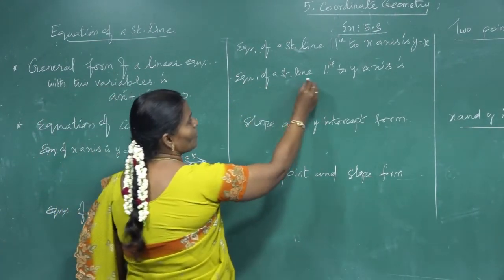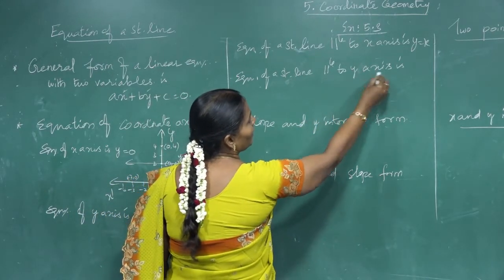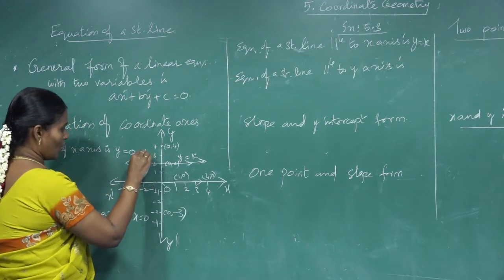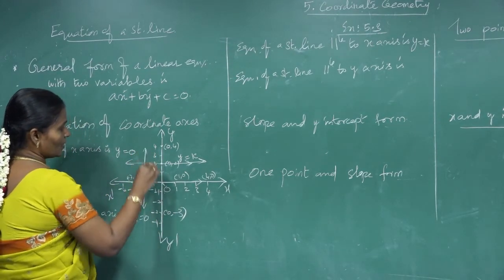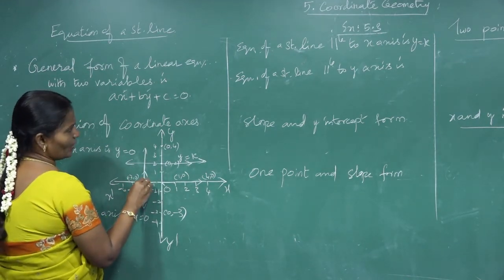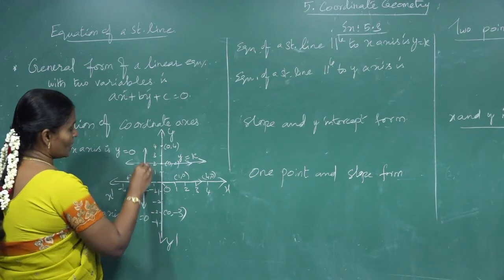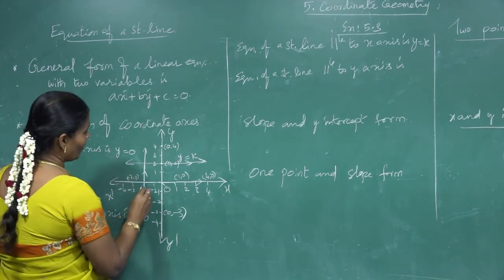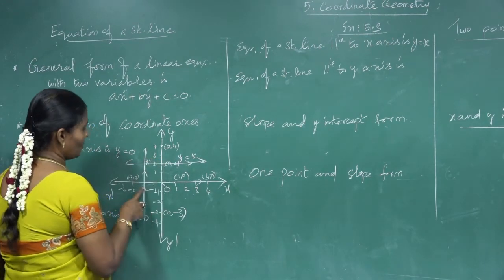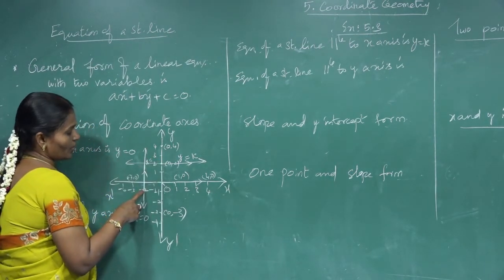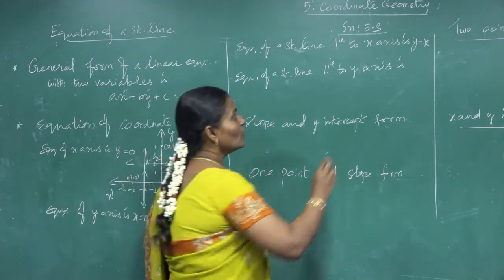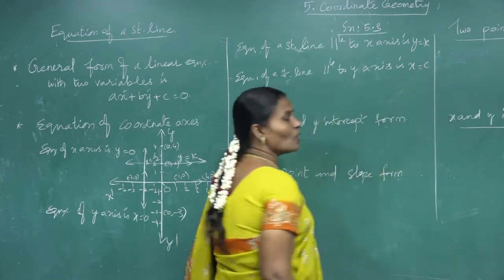Equation of a straight line parallel to y-axis. So, parallel to y-axis, draw here one line. See, this is parallel to y-axis. Here, the x coordinates are the same, isn't it? In this line, the x value is minus 2. So x is equal to minus 2. So the general form you take x is equal to c, c means some constant.